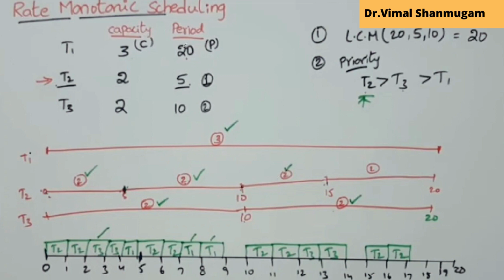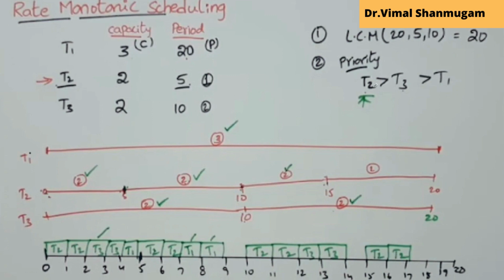So here in this example, T1 has a period of 20. Within this 20 time period, it can access the CPU 3 times. And T2, every 5 minutes, will access the CPU 2 times. And T3 will access the CPU once every 10 minutes, 2 times.